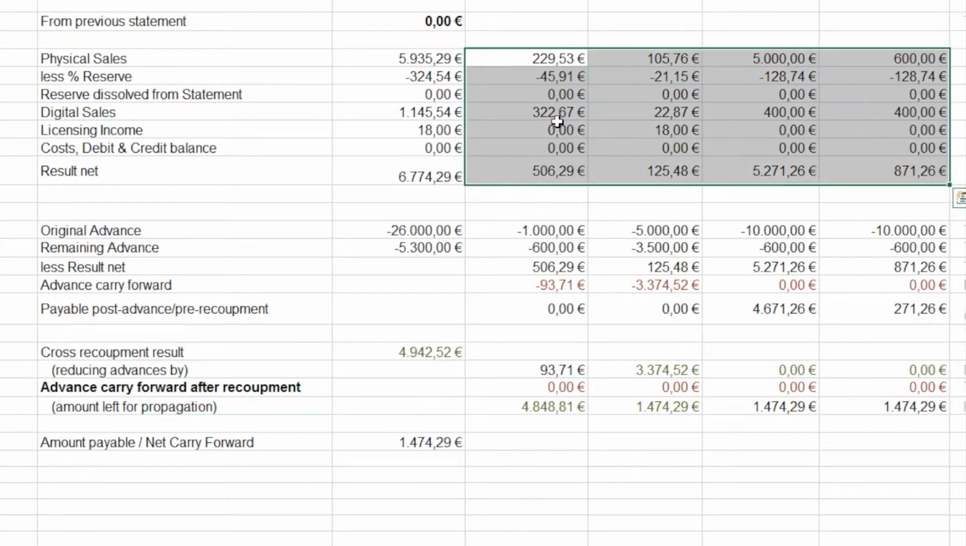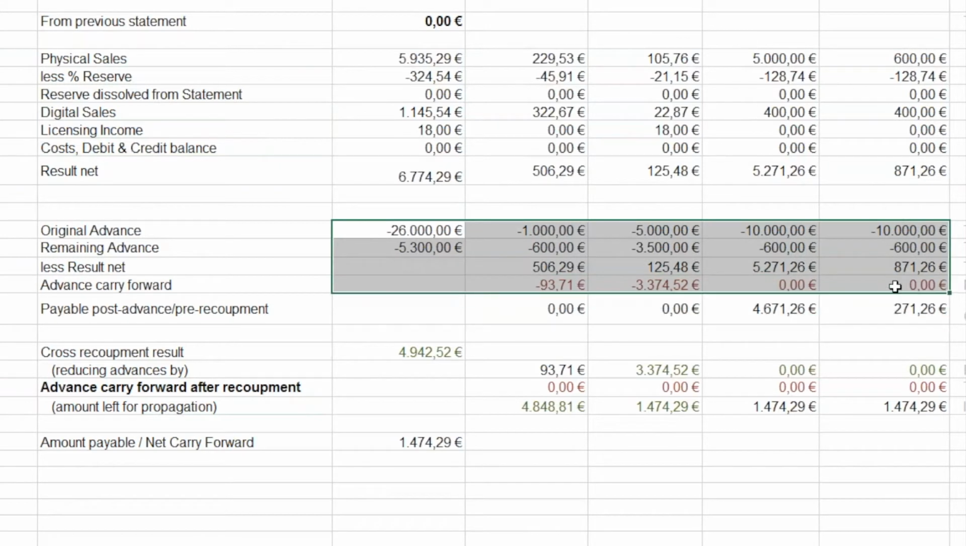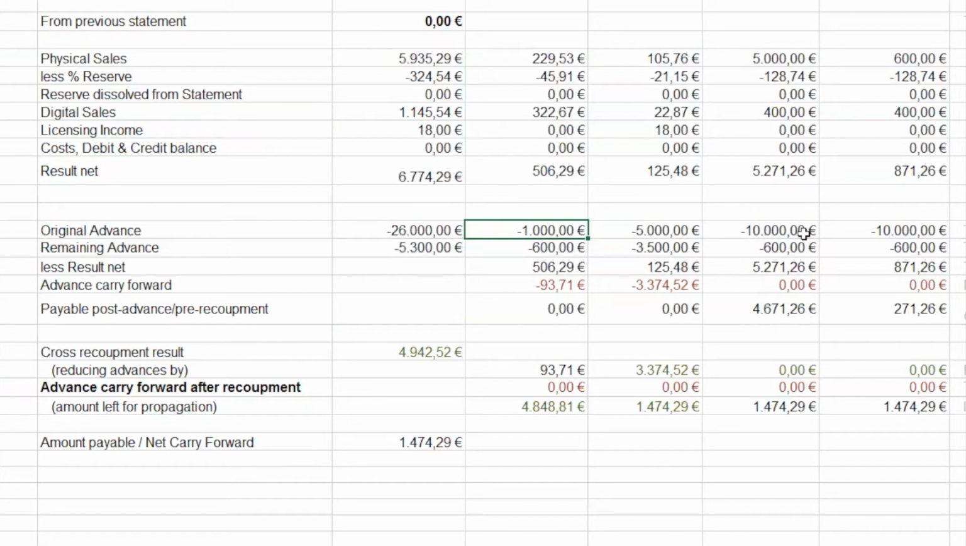The first part is pretty much the same as we always had with physical sales, some reserves for potential returns, dissolved reserves, digital sales, licensing income, costs, and a result net coming from that. So that's calculated as always on a per contract basis, as well as these values which then in the next step pertain to advances, potential advances.